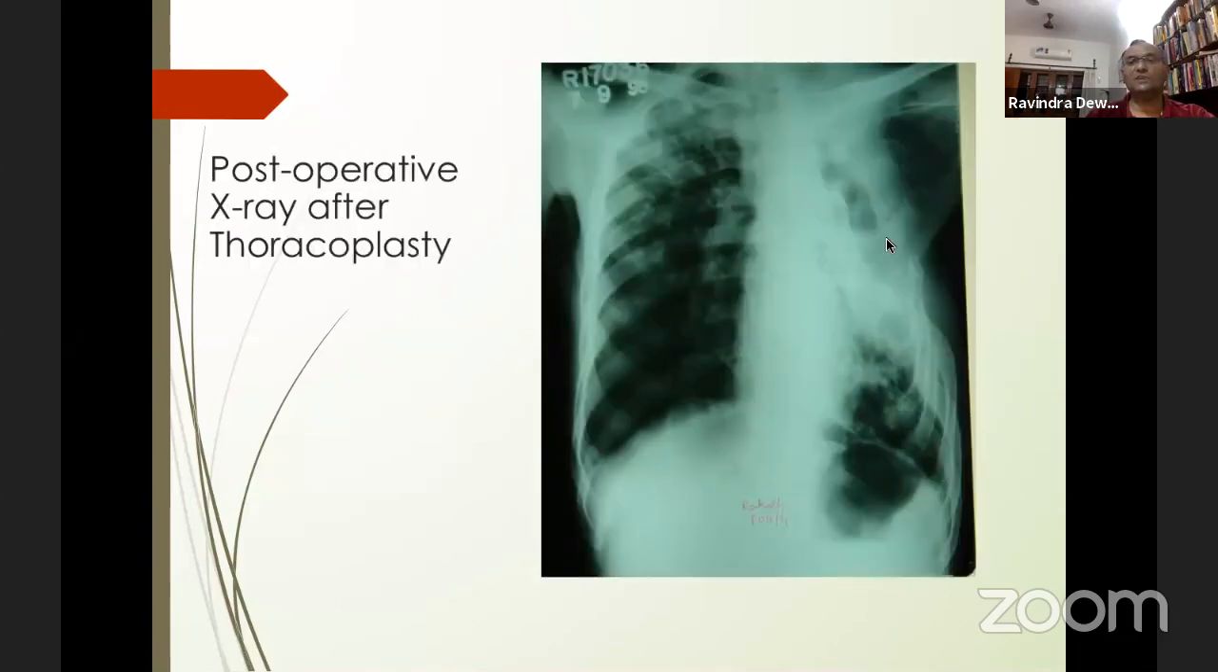And this is how the X-ray looks. This cavity is completely collapsed, and you can see this X-ray shows better that there were lesions on the other side also. And this patient, despite being drug resistant, and this is a very old X-ray I'm showing when we did not have good drugs also, continued to remain sputum negative because of this thoracoplasty operation.